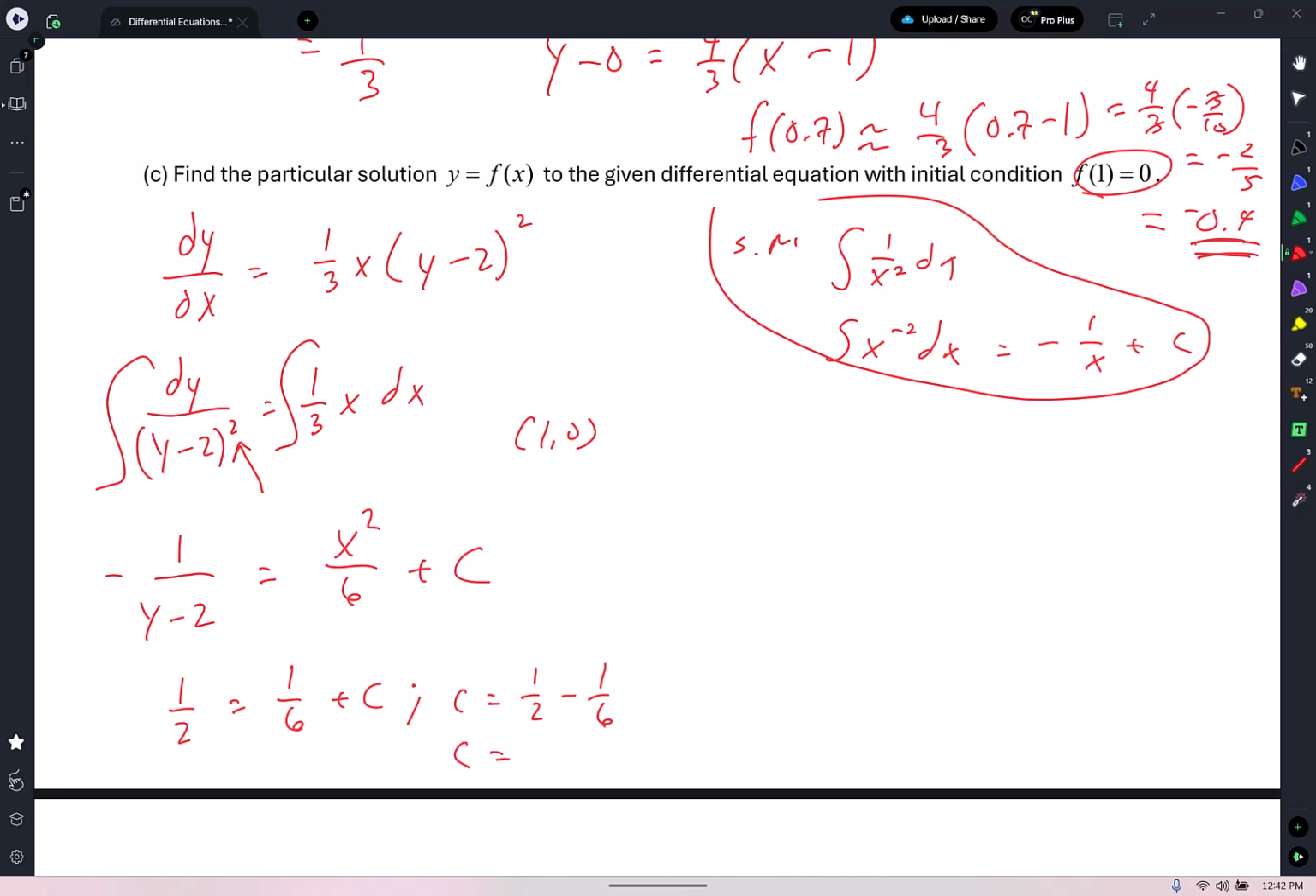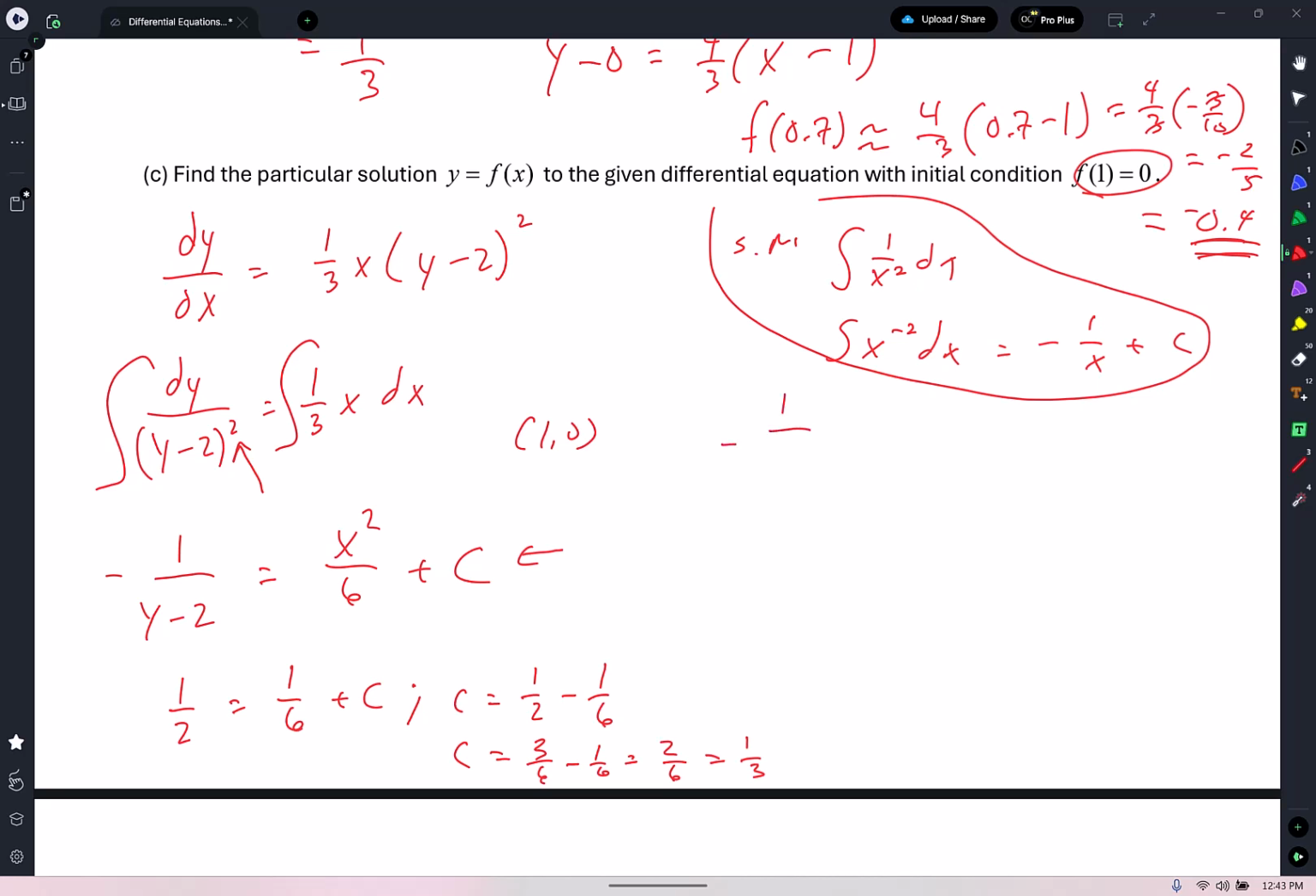And c equals, times 3, so 3/6 minus 1/6, so that's 2/6. Let's write that as 1/3. All right, so I think we got that. We're going to plug it back in right here.